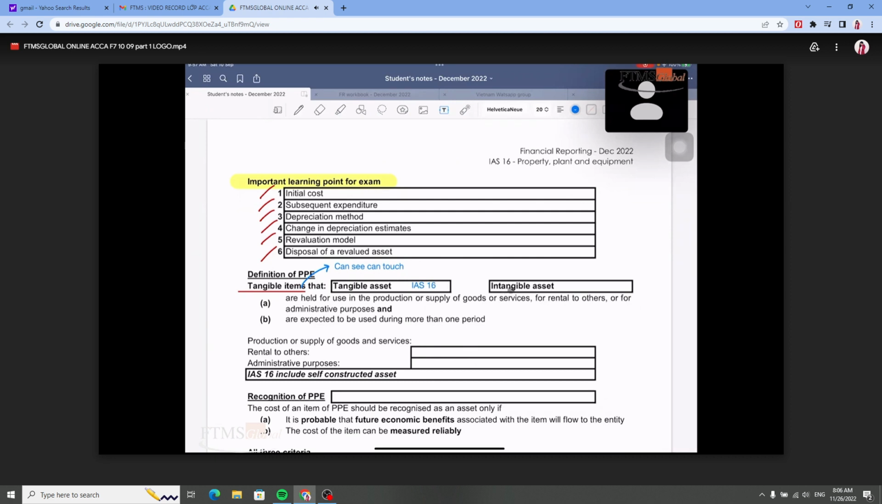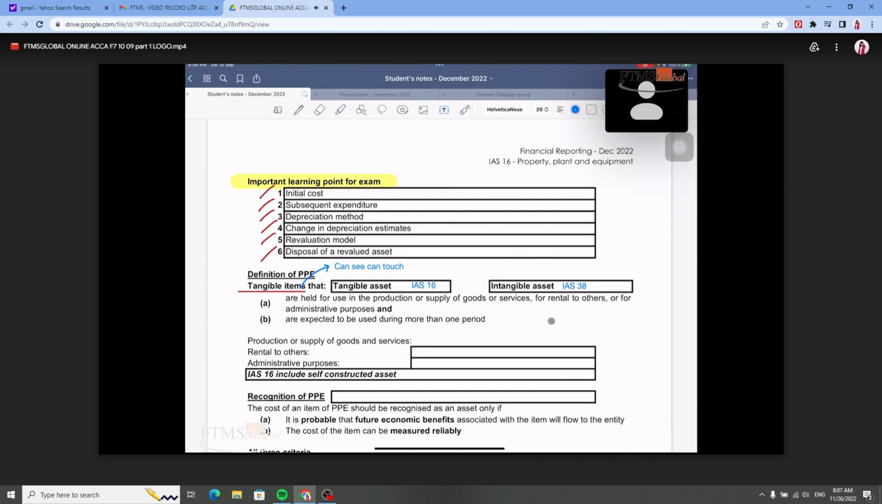But what happens if I cannot see, cannot touch? For example, an intangible asset. If I cannot see, cannot touch, obviously I can't apply IAS 16 anymore. I will need to apply another standard, which is of course called IAS 38. Do you understand what I'm trying to say?